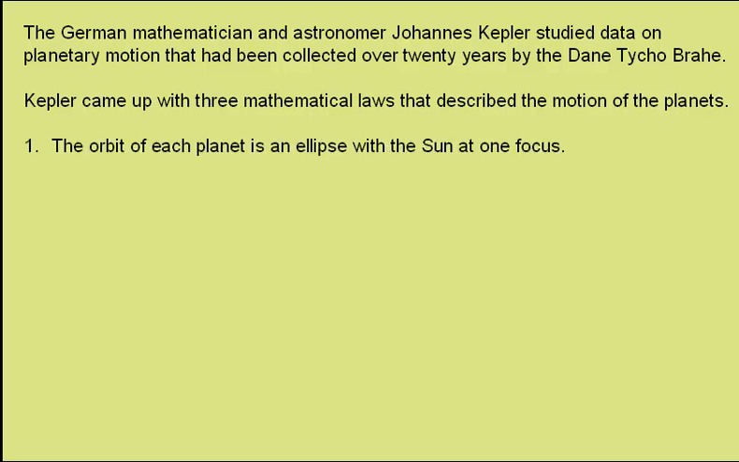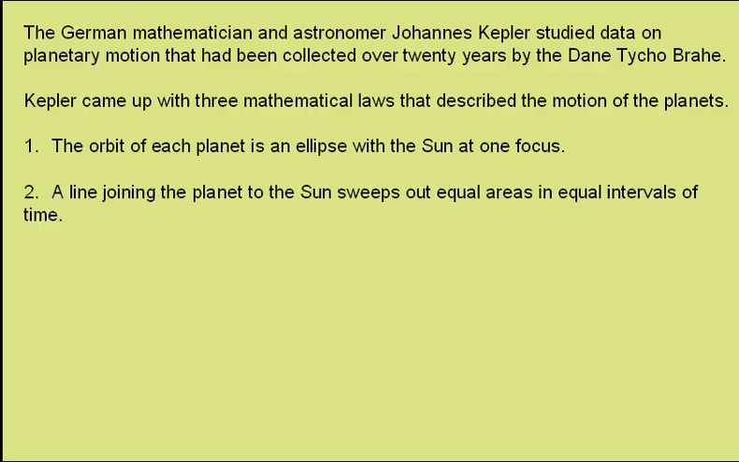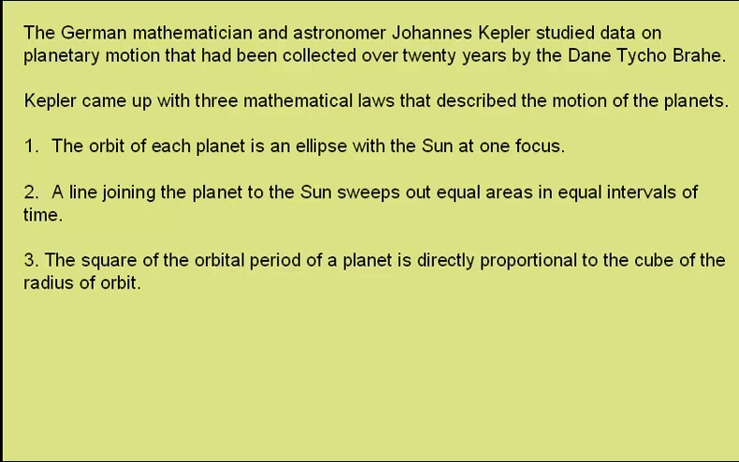The first was that the orbit of each planet is an ellipse with the Sun at one focus. The second, a line joining the planet to the Sun, sweeps out equal areas in equal intervals of time. And the third, the square of the orbital period of a planet is directly proportional to the cube of the radius of orbit, which we can write like this. The time period squared is directly proportional to the radius cubed.